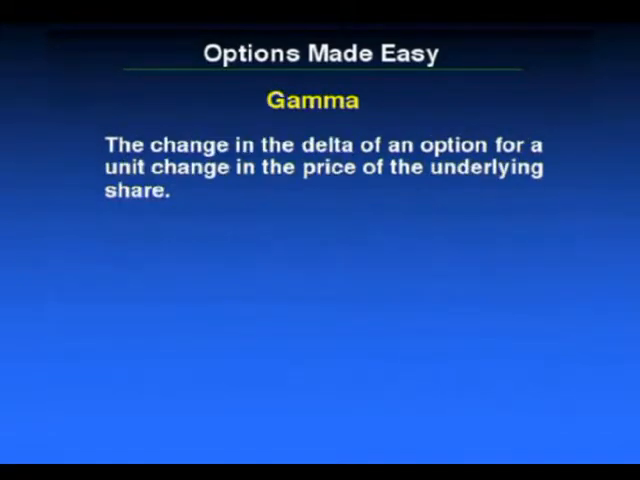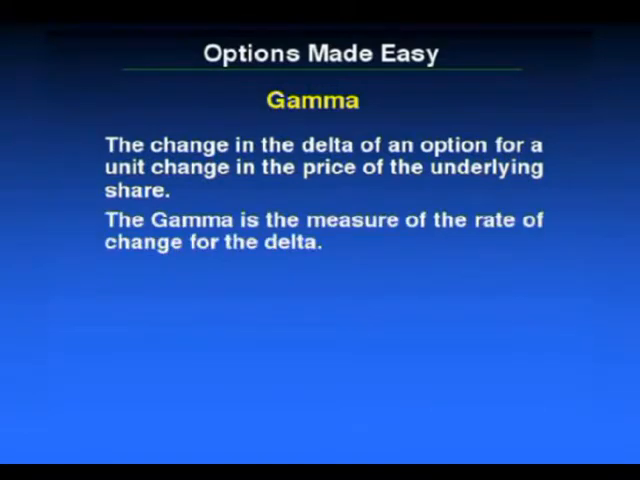And the last one is called the gamma, and this is the change in the delta of an option for the unit change in the price of the underlying share. In other words, the gamma is the measure of the rate of change for the delta. What I mean is if you have a $5 call option, the stock is at $5, we know the delta is 0.5. There will be a gamma that will tell us what the likelihood of the rate of change is if the shares go up, and it's just another measure. If anything, it's just for your own knowledge that that's what it is.